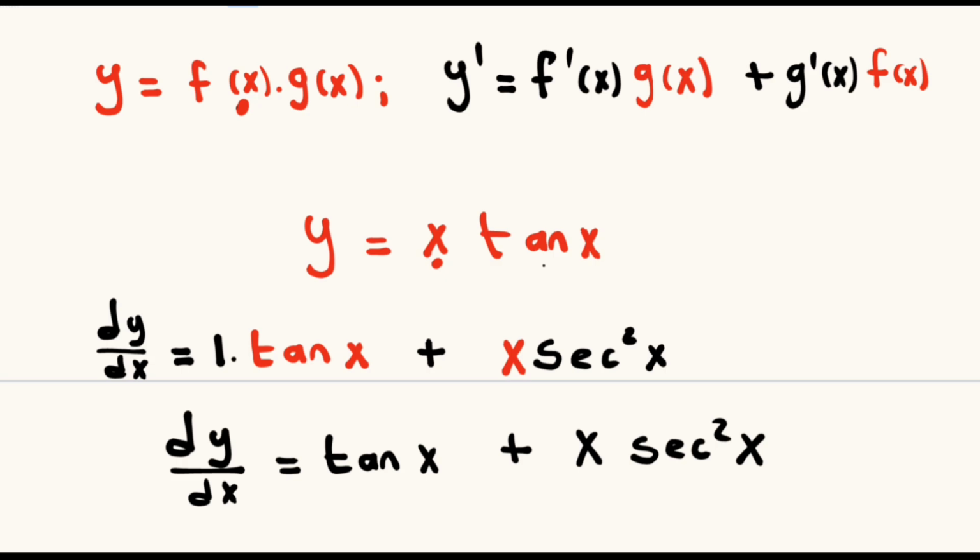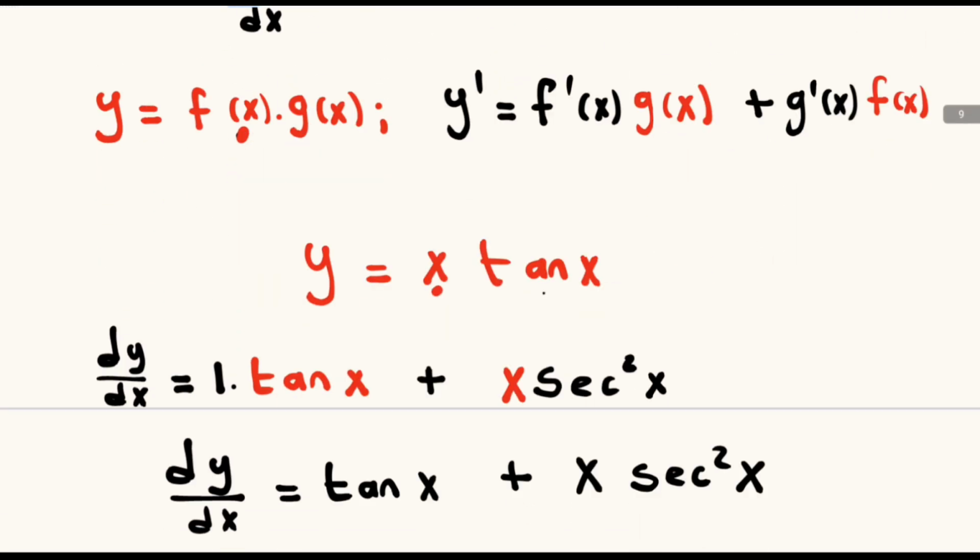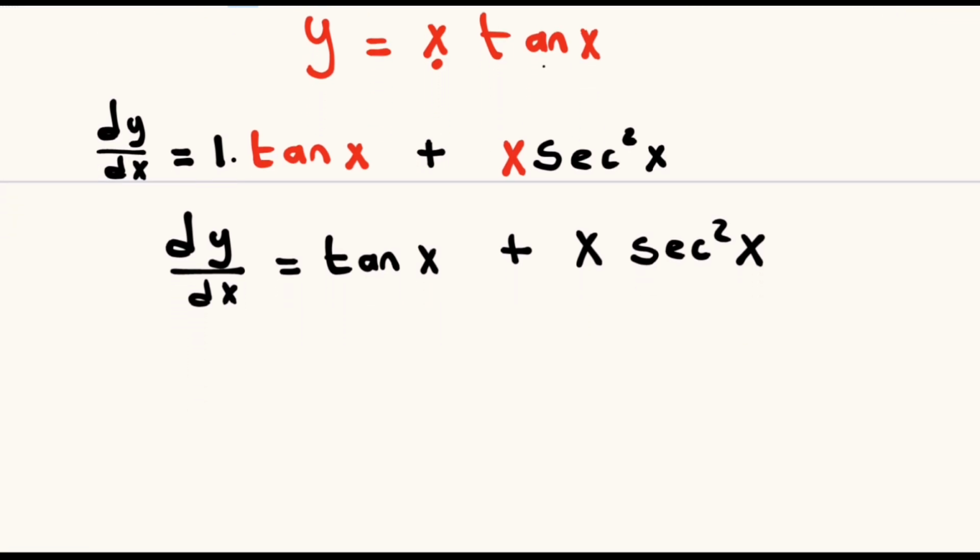So it looks like the product rule gave us the answer much faster than the logarithmic differentiation did.